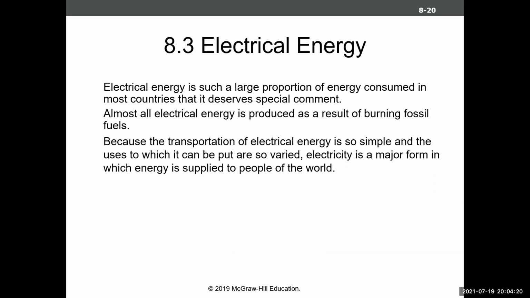But now looking at electrical energy, so moving away from fossil fuels, electrical energy is basically where you have a large proportion of energy.